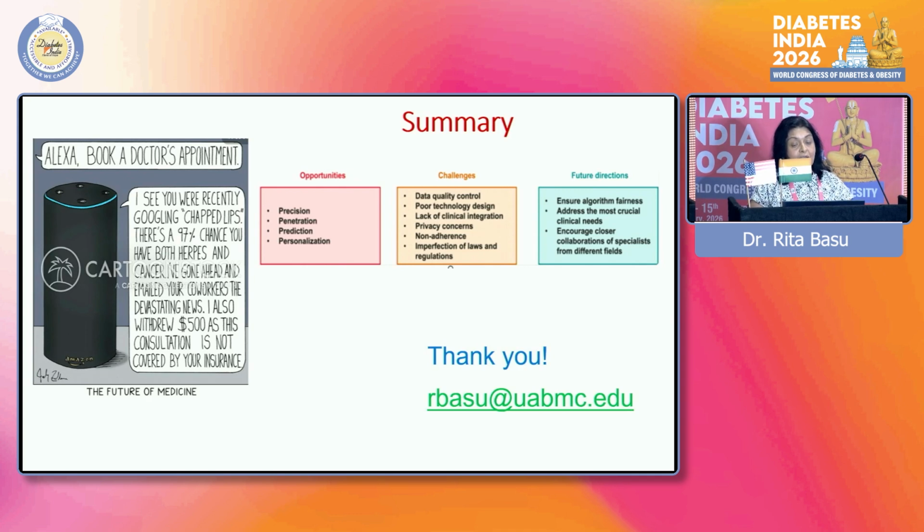To summarize the future directions, Alexa can book your appointment, it can do everything for you. And then guess what Alexa did? It went ahead and charged, and told everybody in the world that this person had this bad diagnosis, and you can read what it was. So I leave that thought with you: make sure privacy and confidentiality are maintained, and as you use AI, use it to its best advantage and for the future.